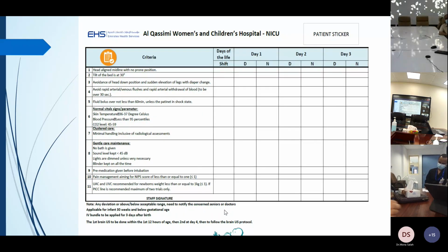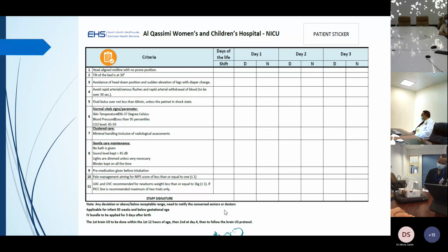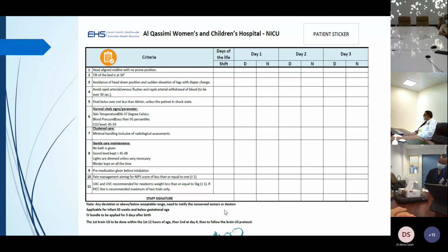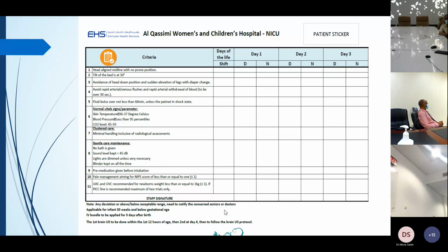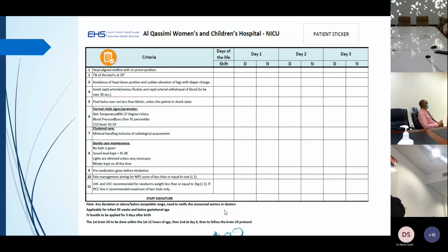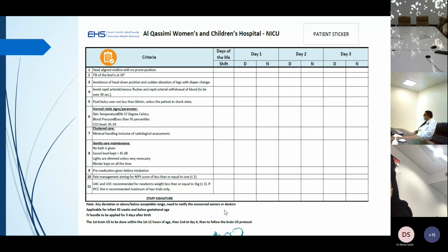This is what we are using in Qassimi Women's and Children's Hospital in our ICU. This is the criteria we are applying to babies less than 30 weeks, less than 1 kg, for the first 3 days to reduce the handling of the baby. Head aligned midline with no prone position. Tilt of the bed is 30 degrees. Avoid head down position, sudden elevation of legs or diaper change, rapid arterial venous flush and rapid withdrawal of blood. Fluid bolus over not less than 60 minutes, unless the patient is in a shock state.